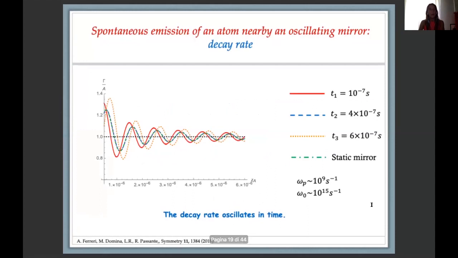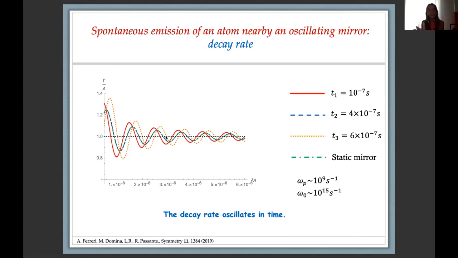In fact, we have plotted in this figure the decay rate of the spontaneous emission of the atom as a function of the atom plate distance and at different times in the evolution of our system. And we find that it oscillates in time, and it can be strongly enhanced with respect to the green dash-dotted line that describes the case of a static mirror.